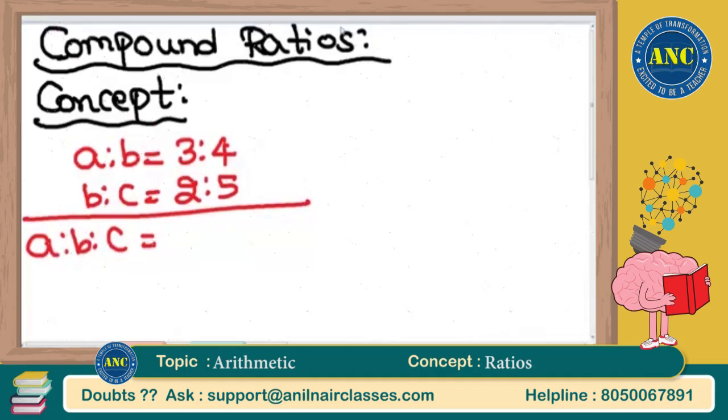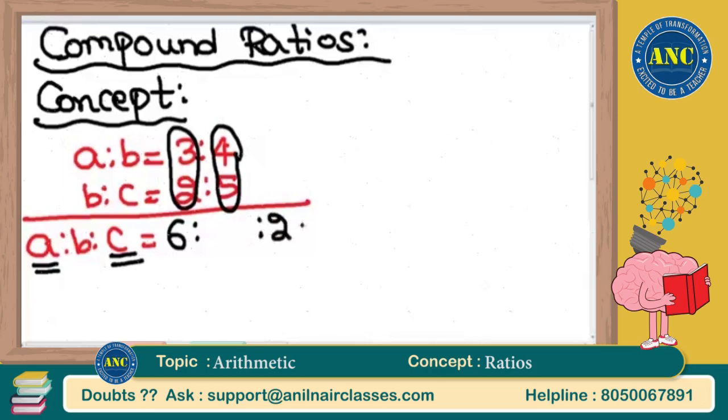Now listen carefully. To get the first variable A, multiply all the first terms. 3 into 2 is 6. Similarly, to get the last variable C, multiply all the last terms. 4 into 5 is 20. Now, the middle variable B is missing. This is A is to B. Compare with the original A is to B.